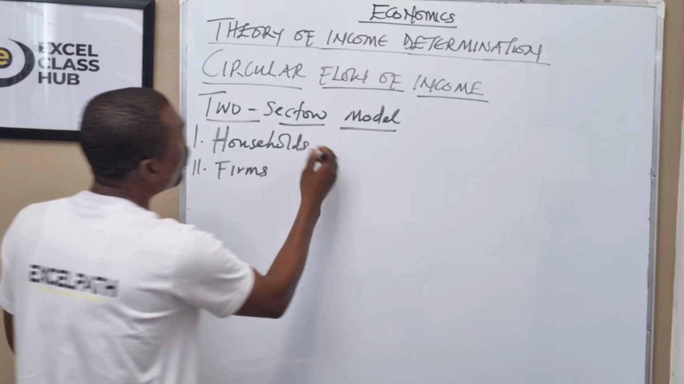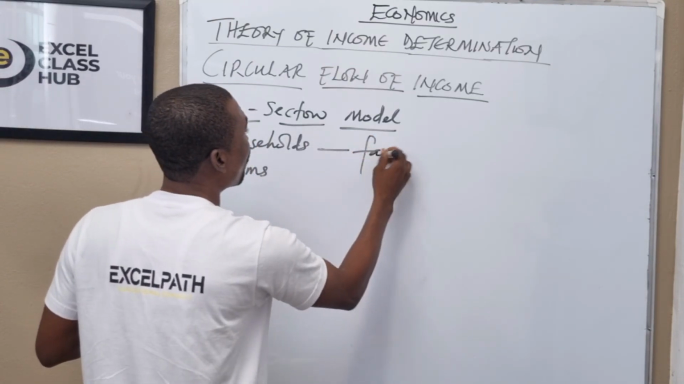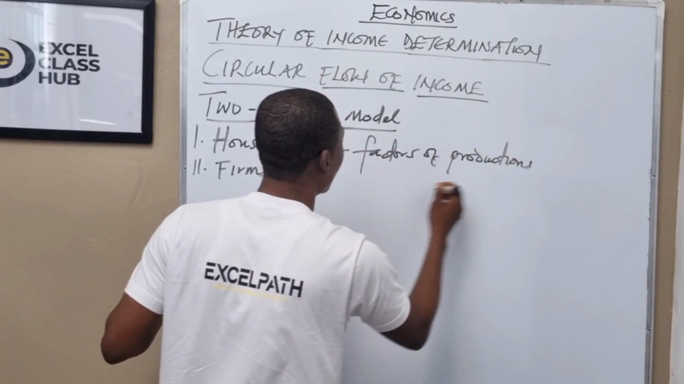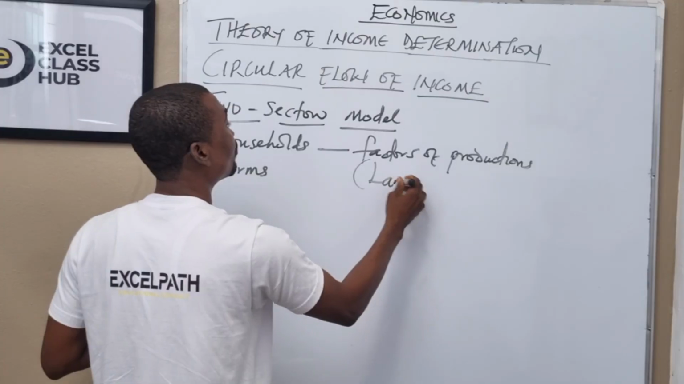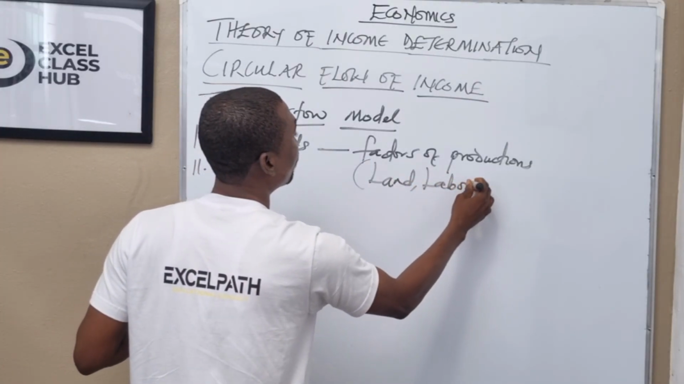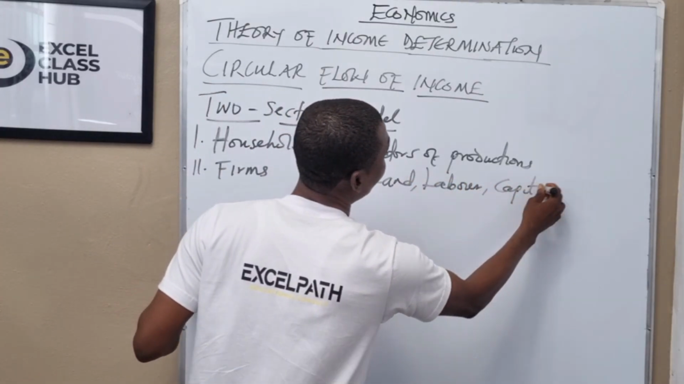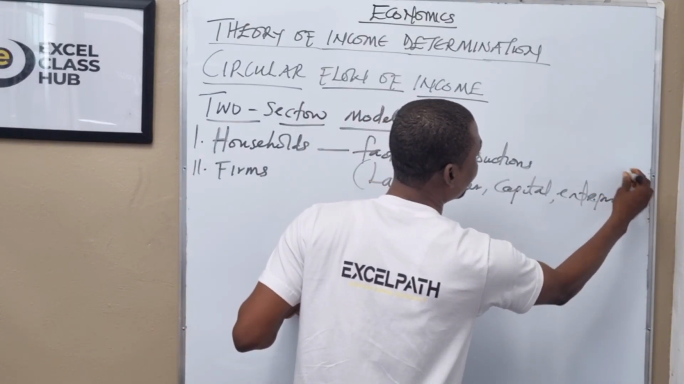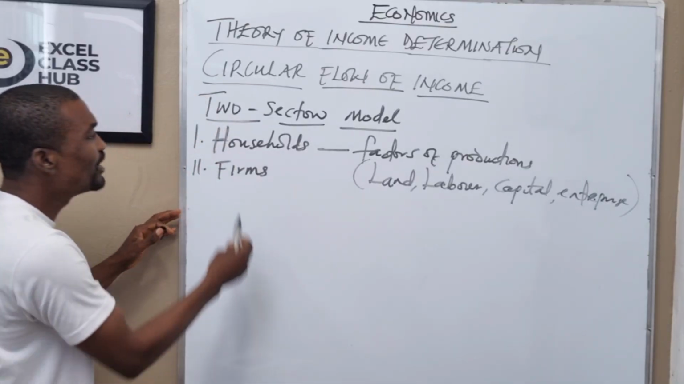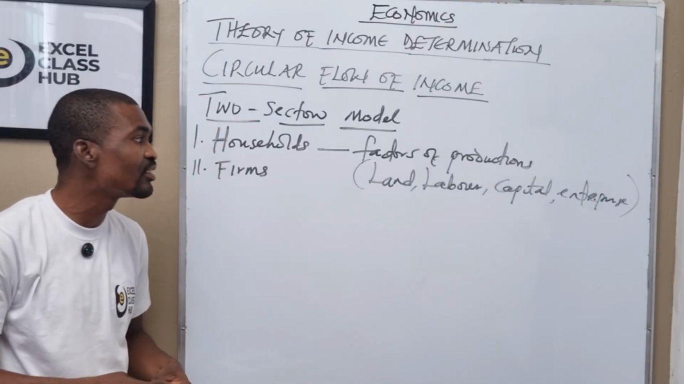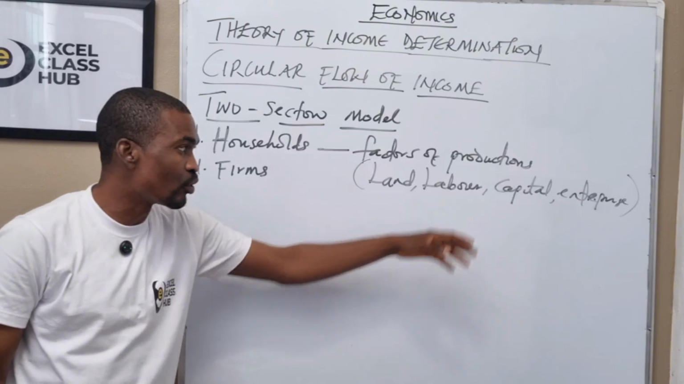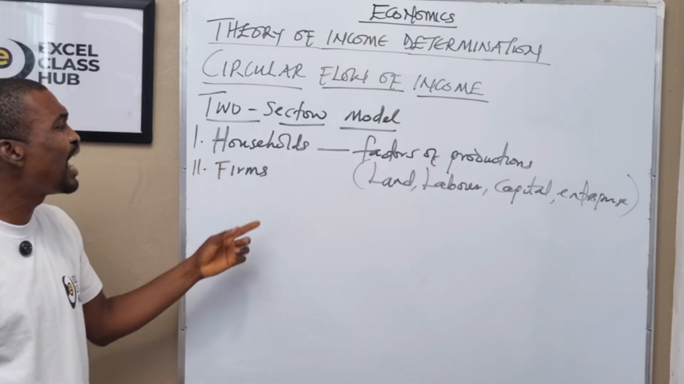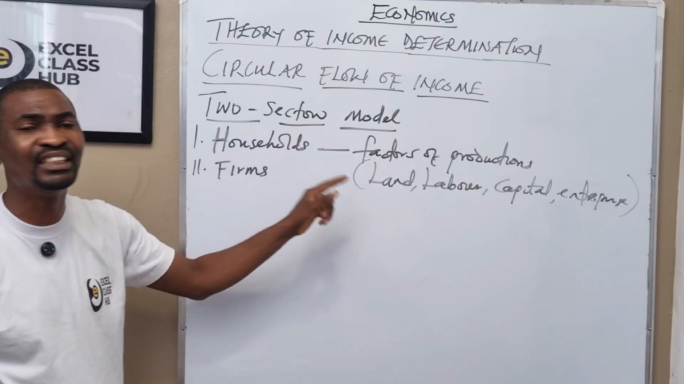So it means that the household provides what you call the factors of production. The household provides factors of production, which are land, labor, capital, and enterprise, the entrepreneur. So now, when the household renders services such as the factors income, the firm in turn will now pay these factors of production their reward.